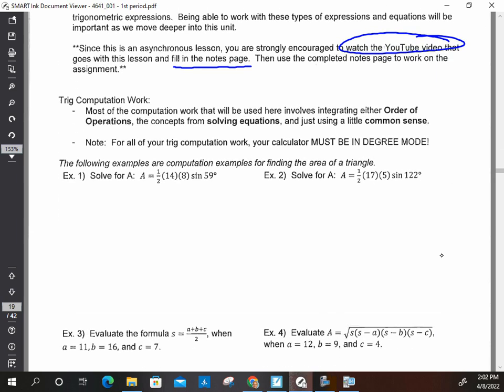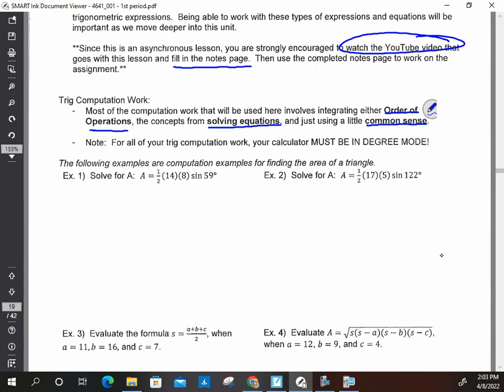we've already done a lot of trig computational work. You are doing right triangle trig. Now we're going to raise those stakes a little bit as we prepare for law of sines, law of cosines, and area of a triangle. Most of the computational work that you will see here involves either order of operations, the concepts from solving equations, and just using a little bit of common sense. So if you can do those things, then you should be in good shape.